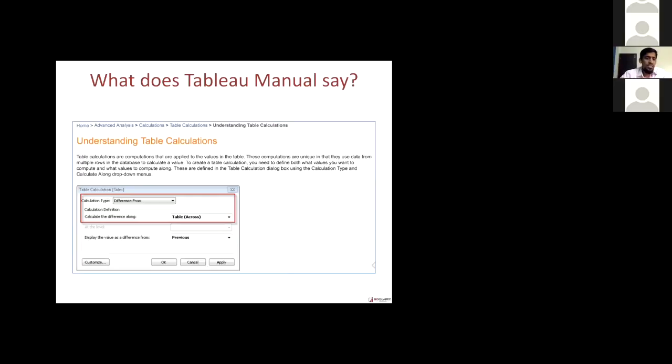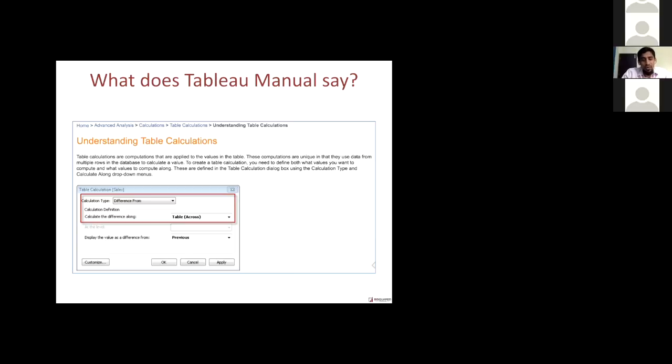The manual says table calculations are computations that are applied to the values in the table. This is like saying table calculations are calculations applied to the values in the table. It's a circular definition. It doesn't really help us understand what this is. The primary challenge I see with almost all the manuals surrounding table calculations is they keep talking about this proverbial table without explaining what table we are talking about. For most people, table means something in the database really, right? Is that what they are referring to?